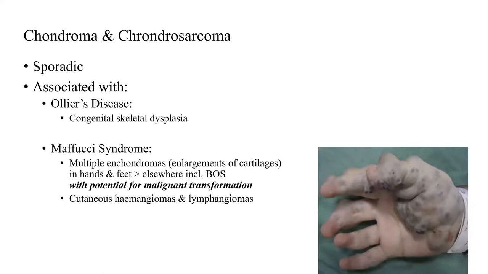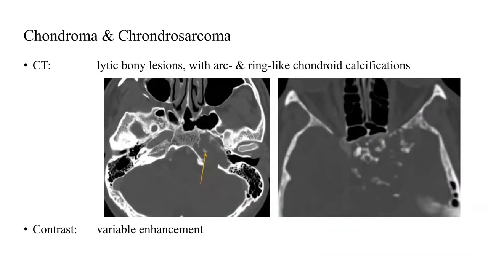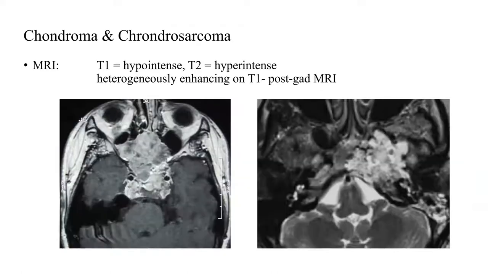Maffucci syndrome also gets cutaneous hemangiomas and lymphangiomas. On CT scan, they get these lytic bony lesions with characteristic arc or ring-shaped chondroid calcifications. That's quite characteristic. On MRI, again, as with most lesions, T1 is hyperintense, T2 is hyperintense, and they are usually heterogeneously enhancing on gadolinium MRI.